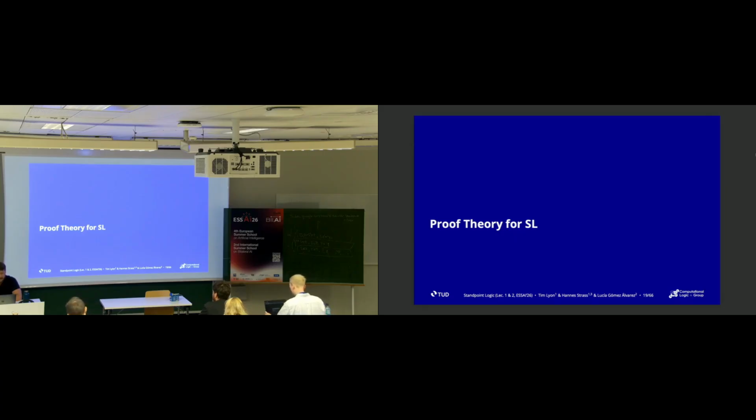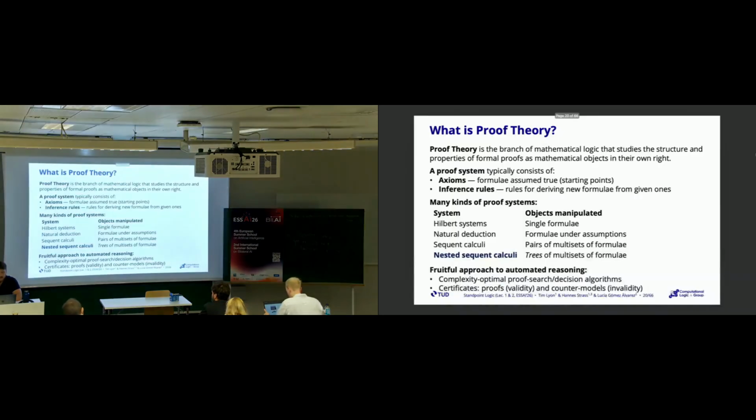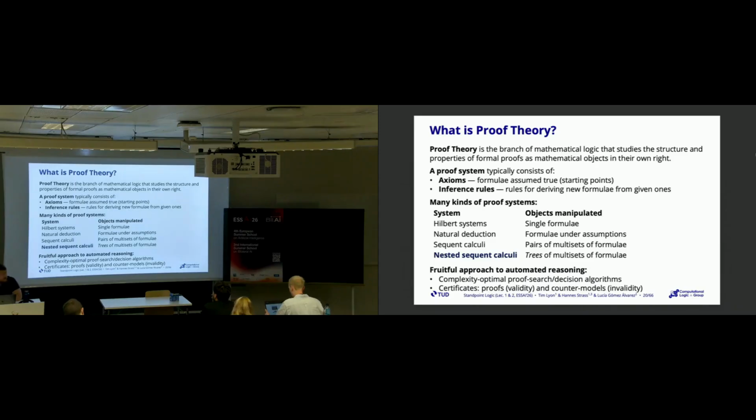What we're going to now talk about is the proof theory of standpoint logic. So we're going to talk about the construction of a proof system which allows us to do automated reasoning with standpoint formulae and to automatically check validity and invalidity of formulae. Before we talk about this proof system, we'll talk a little bit about proof theory and what it is.